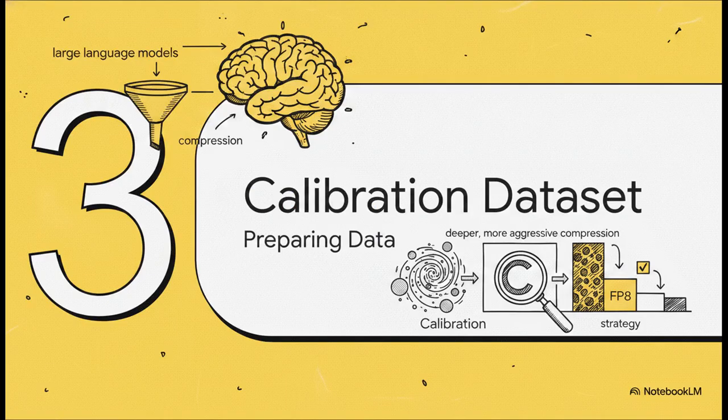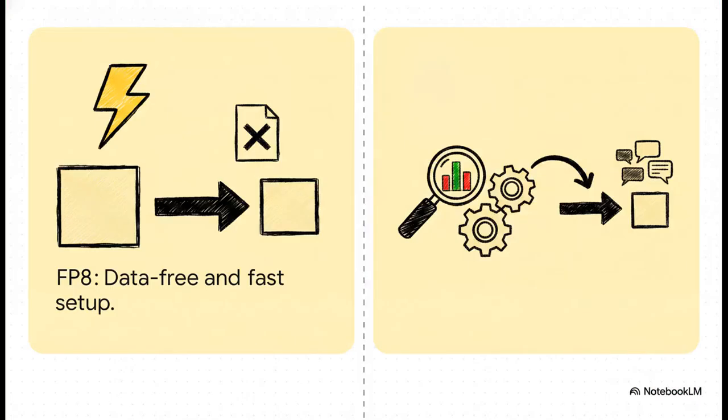All right, let's step it up. Section 3, Prepping the Calibration Dataset. So when we compare our methods, FP8 is fast and data-free, but GPTQ and SmoothQuant, those are data-driven. If we're really going to squeeze this model down to 4 bits or apply complex smoothing techniques, the algorithm absolutely needs to observe how the model handles realistic inputs. This minimizes errors during the actual compression process. We can't just guess here, we literally have to show it.